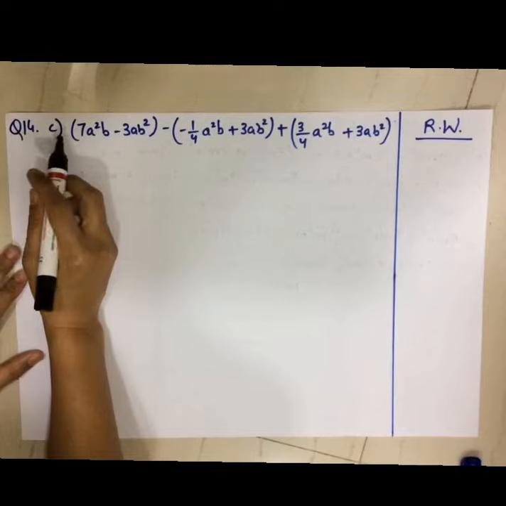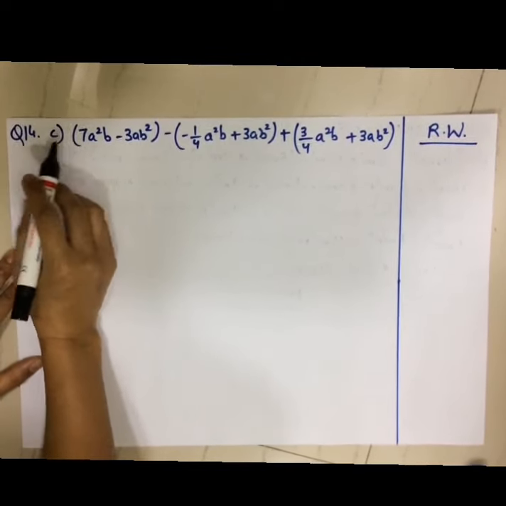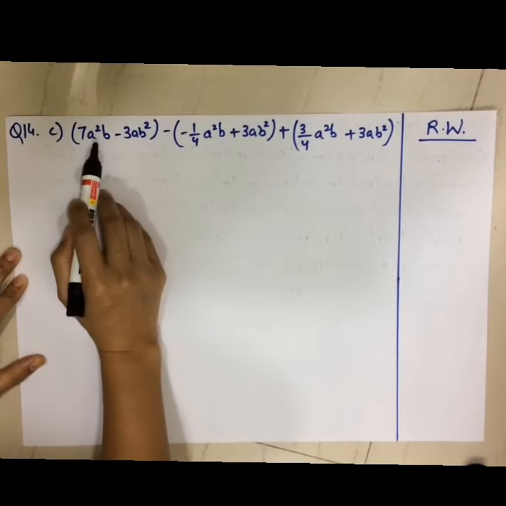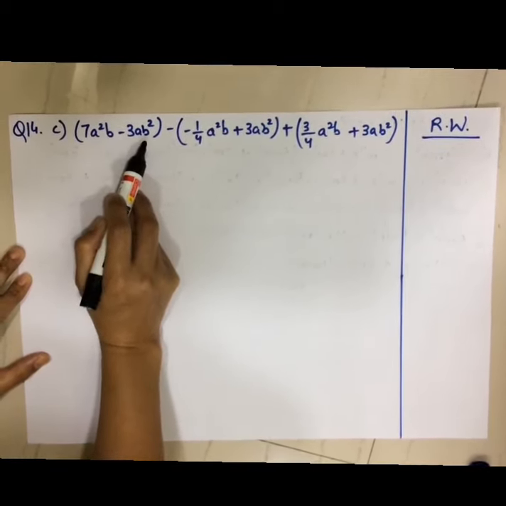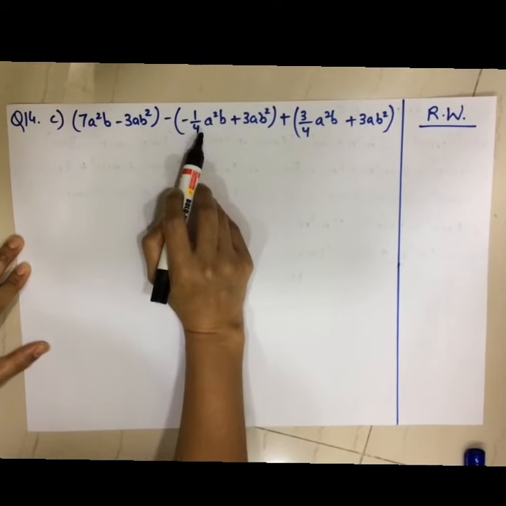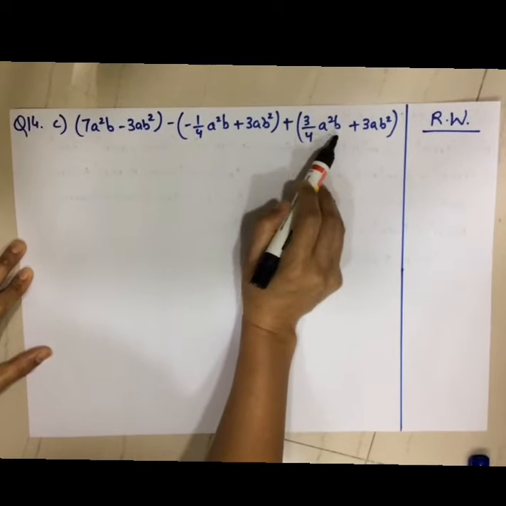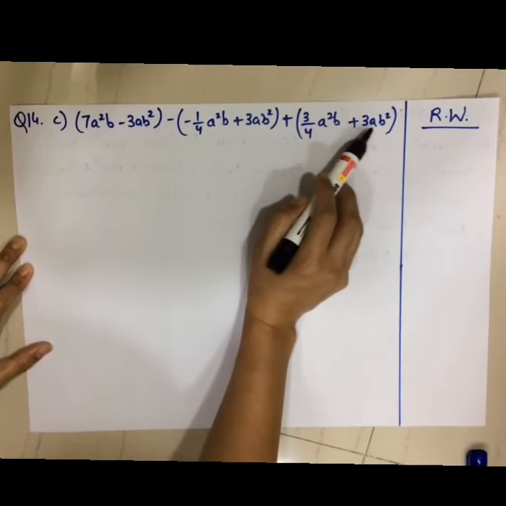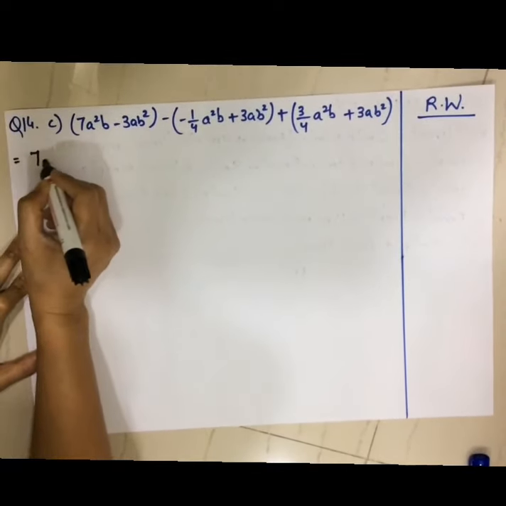Now we are going to do the C part of the same question, question number 14, which says simplify. The C part is first polynomial is 7a square b minus 3ab square, minus the second polynomial, minus 1 by 4a square b plus 3ab square, plus the third one is 3 by 4a square b plus 3ab square. So now we start. Now we're going to open the bracket first.